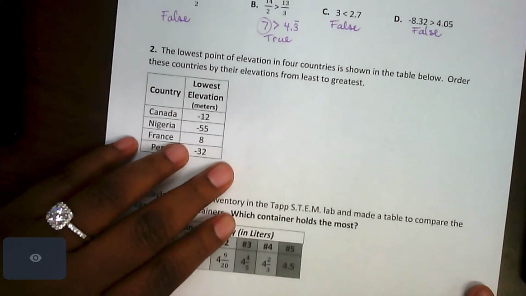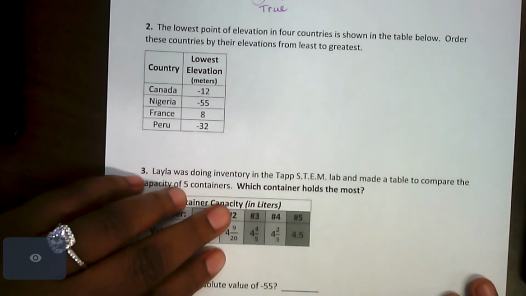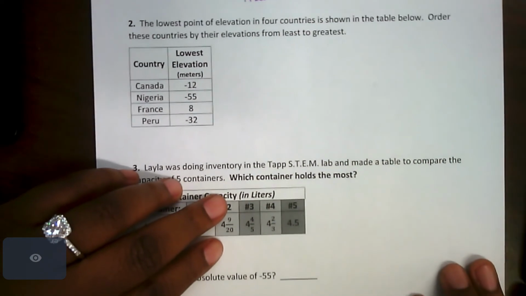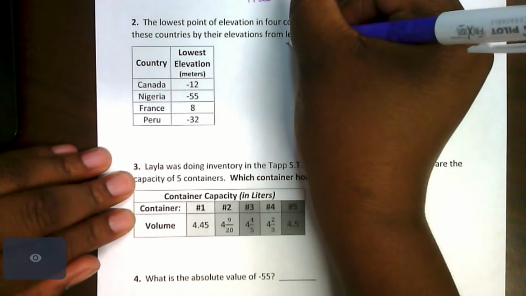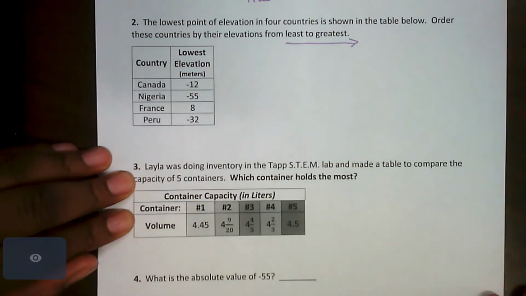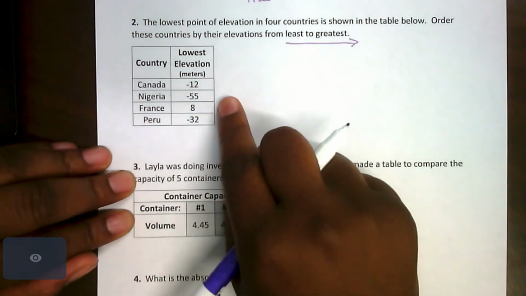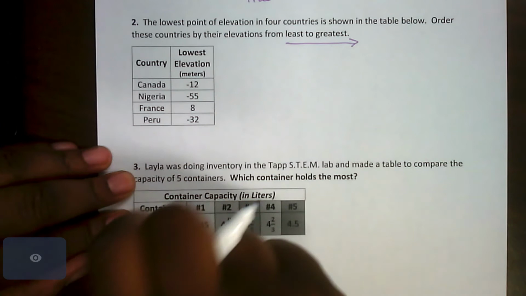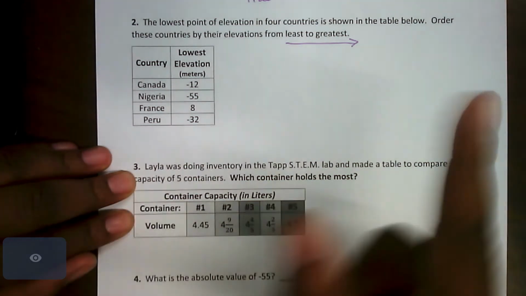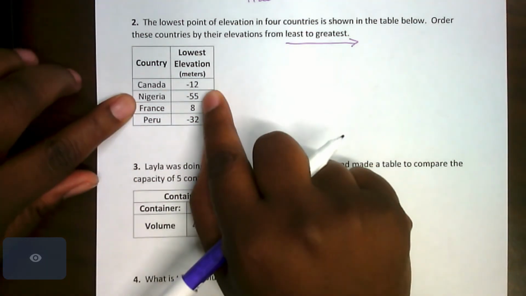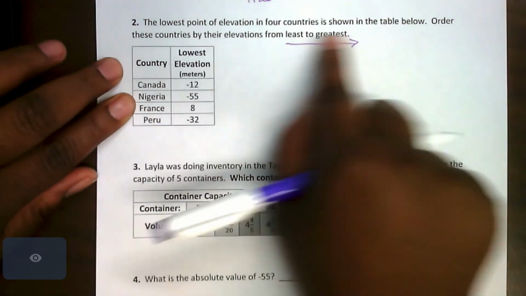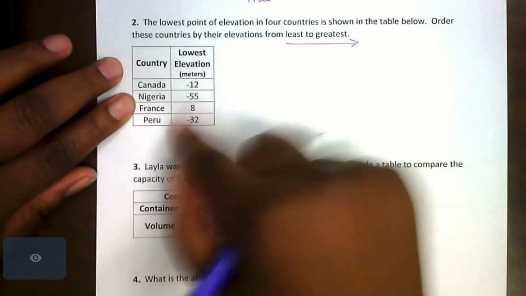Let's look at number 2. The lowest point of elevation in 4 countries is shown in the table below. Order these countries by their elevations from least to greatest. Least to greatest. All right, so let's take a look. I know that the larger the negative number is, the less it is. That means it's the furthest away from 0. And it says order these countries, so not the numbers, the countries.